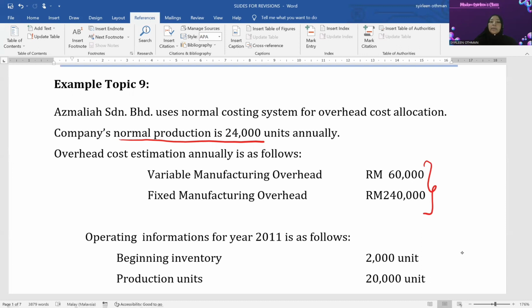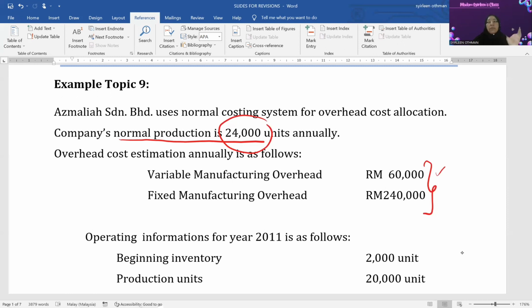As I said earlier, the basis for POR in topic 9 will be the production unit. So kita akan guna the production unit which is given here, that is 24,000. Kita akan bahagi dengan this fixed manufacturing overhead 240,000. We'll divide with 24,000 to get the POR for fixed MOH, and the variable manufacturing overhead which is 60,000, kita akan bahagi juga dengan 24,000 in order to get the variable manufacturing overhead per unit.